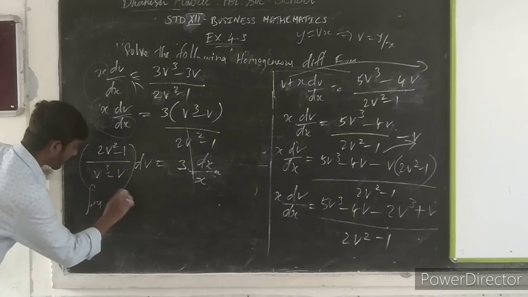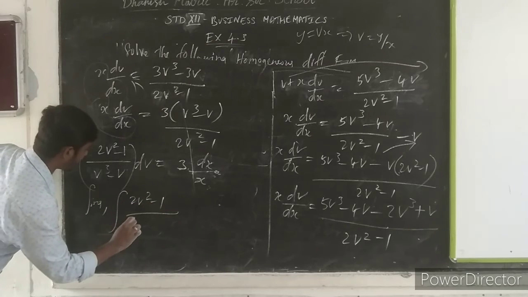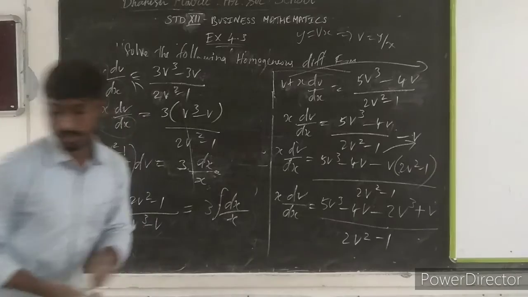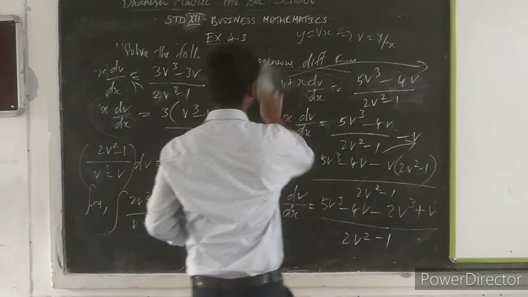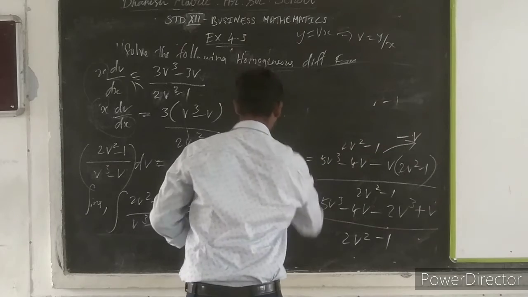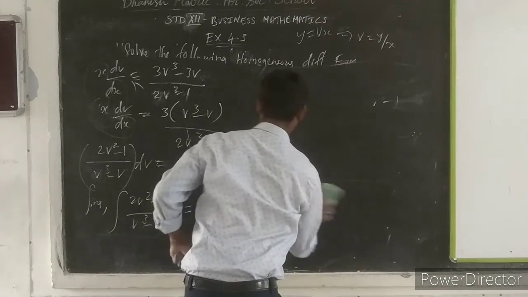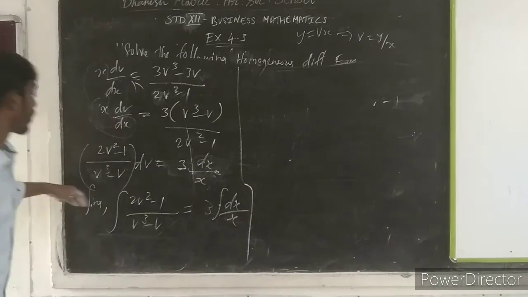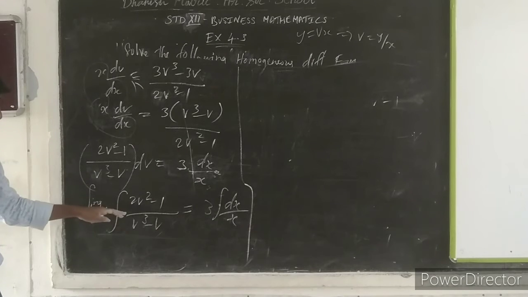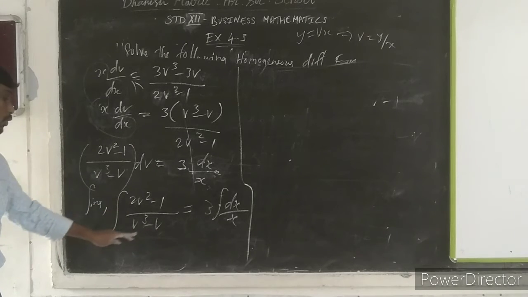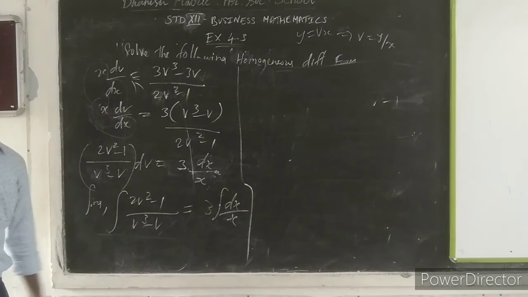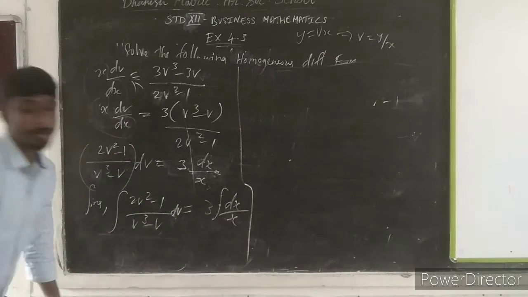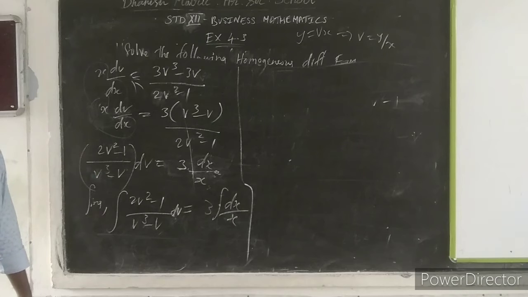Integrating on both sides: the integral of (2v² − 1)/(v³ − v) dv equals 3 times the integral of dx/x. So now listen here. Now we are going to integrate this one, but here the denominator has two functions, v³ − v. So here we have a numerator and a denominator. Now we are using the partial fraction method.